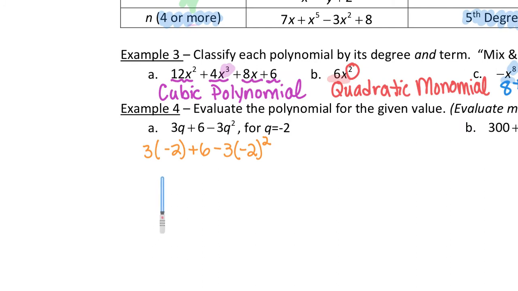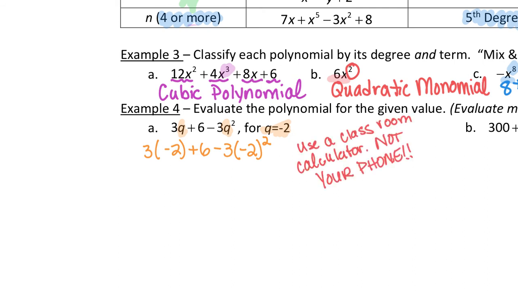Notice what I've done here. I've made sure to put the -2 everywhere there used to be a q. So I've replaced my q's here with the -2. I put parentheses every time I did that replacement. Be sure that you're using a classroom calculator to do these problems and not your phone. Your phone doesn't allow you to use parentheses, and I just see so many mistakes happen. The other thing you need to be aware of is that these are negatives, so when you put this in your calculator, use the negative button and not the minus.